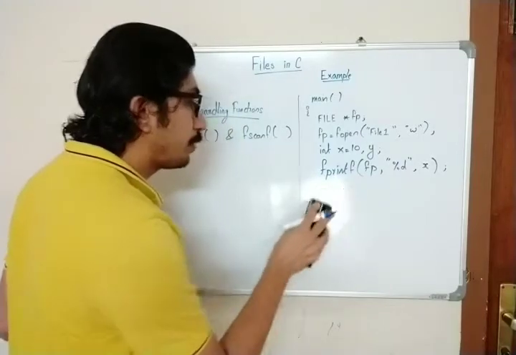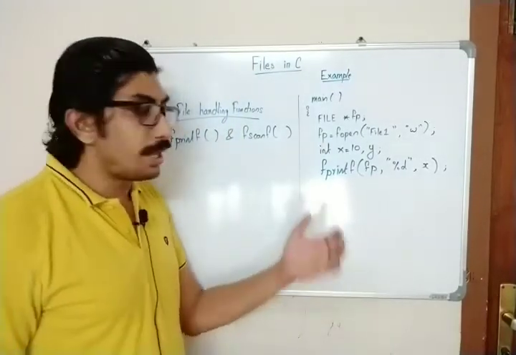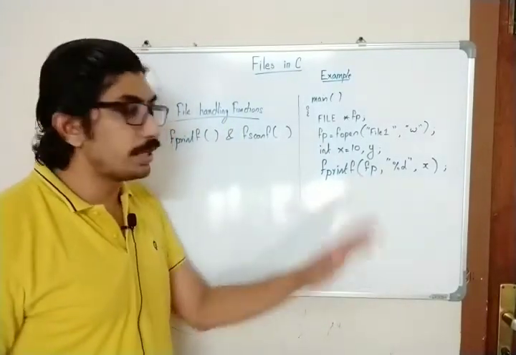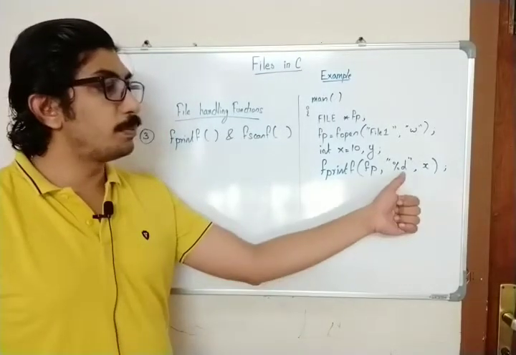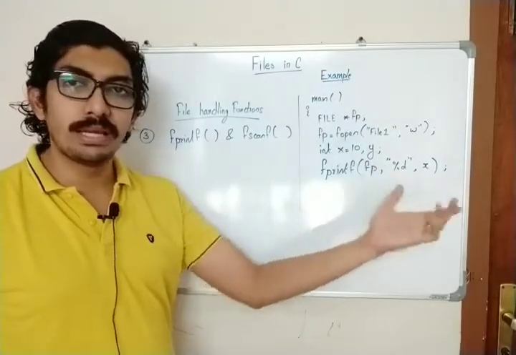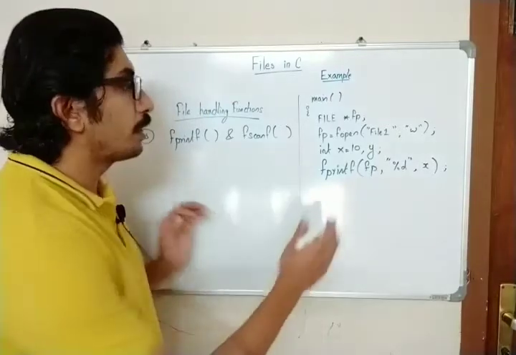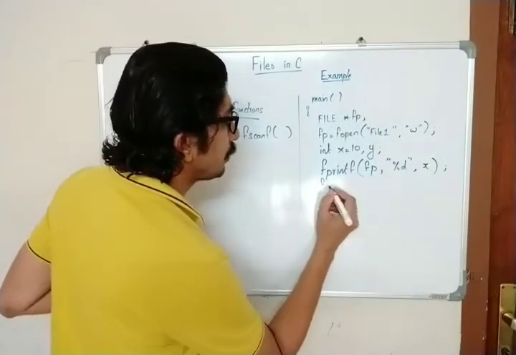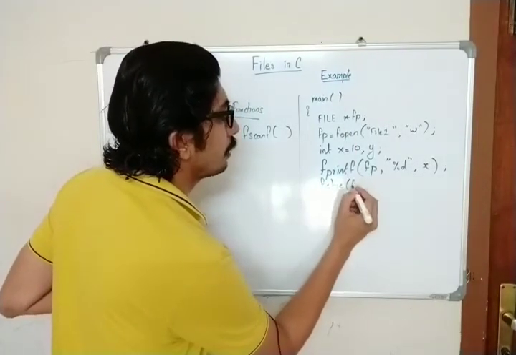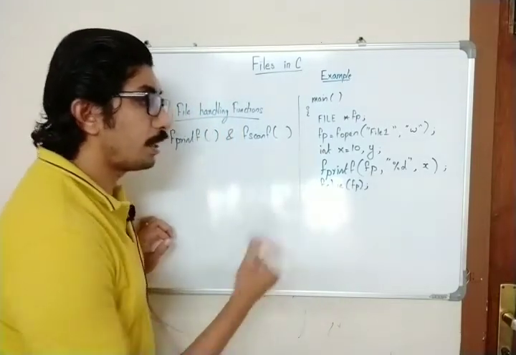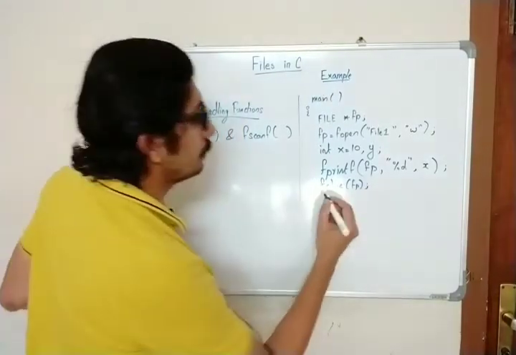So using fprintf, you can write strings as well as integers or any data type. With the help of this format specifier, you can enter any kind of data. After the process, you can close the file with fclose(fp). Now our aim is to read the content.